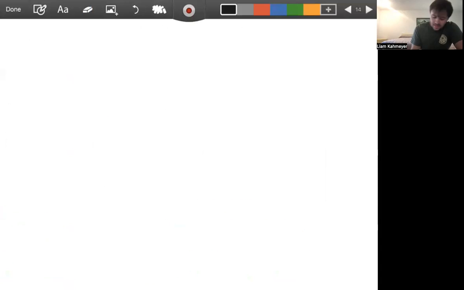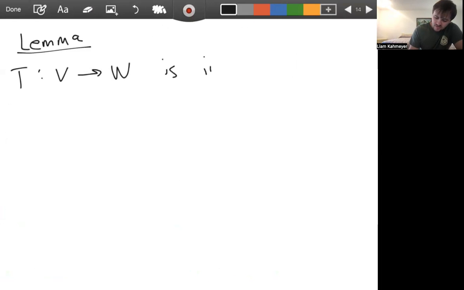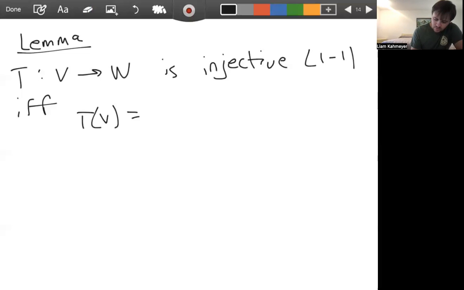Okay, we learned a lemma, and we've proven this lemma in the context of Euclidean space, where the domain and the codomain were Rn and Rm. So I won't prove this in general. It's not a bad exercise to try and reprove this. We have the lemma that T from V to W is injective or one-to-one if and only if T of V equals 0 implies that V equals 0. Remember? So injective functions are those which send only 0 to 0. You don't have some non-zero vector being mapped to the 0 vector. You cannot have that for an injection.